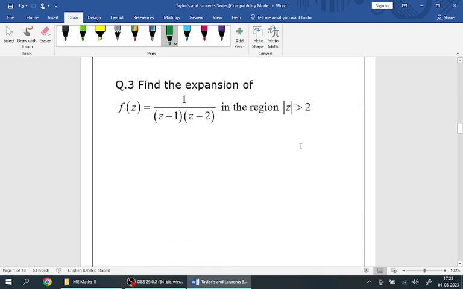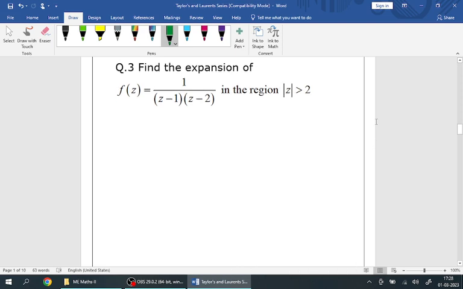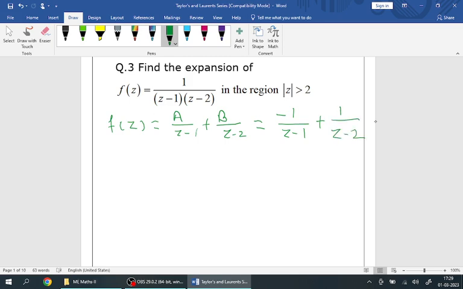Question number 3. Now the difference is here. Mod z is greater than 2. So we'll see how to deal with that. First step, same: we have to go for partial fractions. A upon z minus 1 plus b upon z minus 2, where the value of a we got is minus 1 and the value of b we got, I think, is plus 1. That is step 1, because when we replace z by 2, yes, it is plus 1.